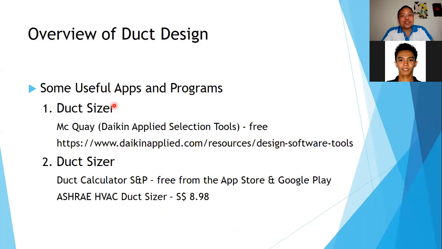So, useful apps and programs. The program that I used here is the Duct Sizer from McQuay, the one that we used to get our duct sizes. It can be downloaded free at Daikin. McQuay was bought by Daikin, so now it's available at Daikin. For your apps, you can use Duct Sizer. I use this duct calculator from S&P. It's free, but you can use the official one from ASHRAE. It's about $9.